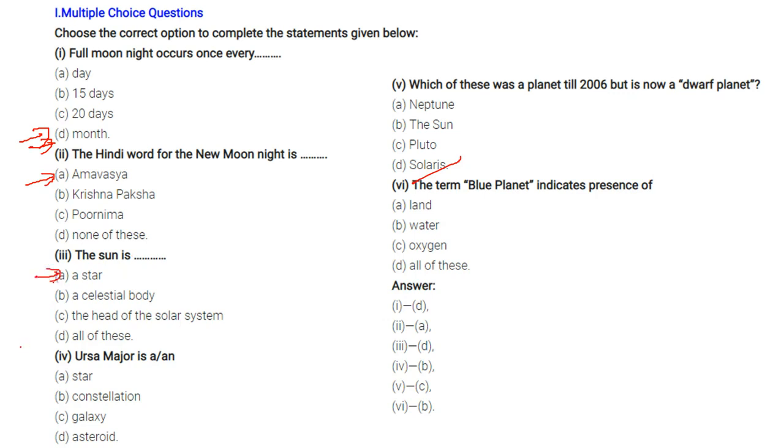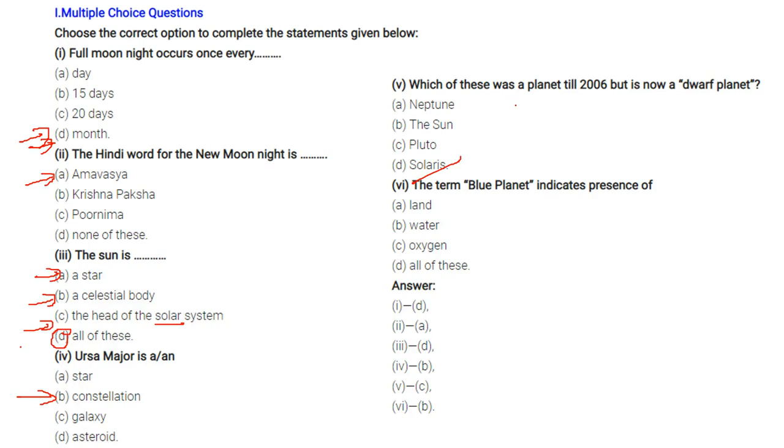The sun is a star. It is also a celestial body, and this is also the head of the solar system. So we'll say all of these. Ursa Major is a constellation, a group of celestial bodies, etc., and which covers everything.